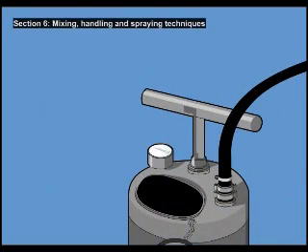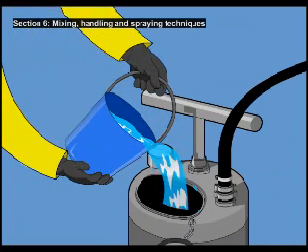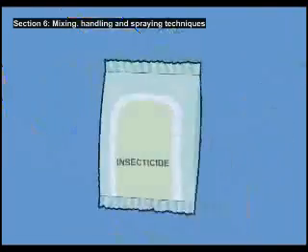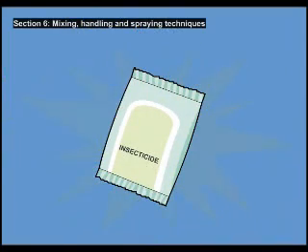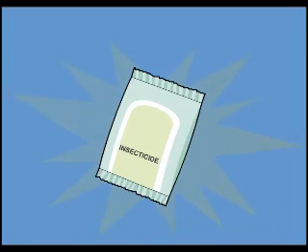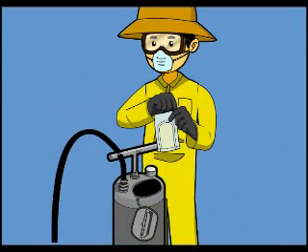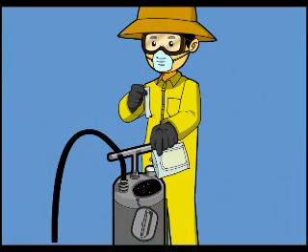Section 6. Mixing, handling, and spraying techniques. Prepare the insecticide spray according to the manufacturer's instruction. The insecticide, if supplied in a sachet for a single tank load, may be added directly to the water in the tank. This formulation mixes readily with water and reduces the exposure of the operator associated with mixing in a separate container.